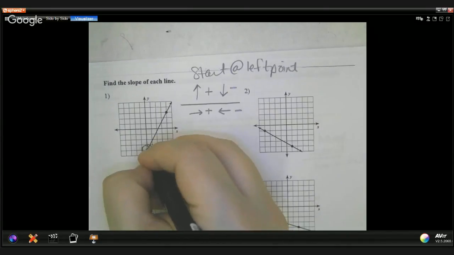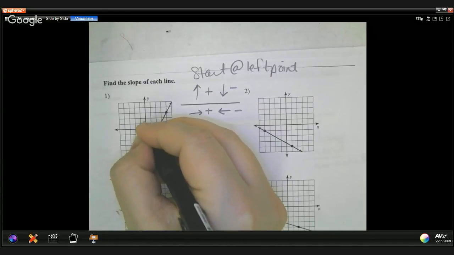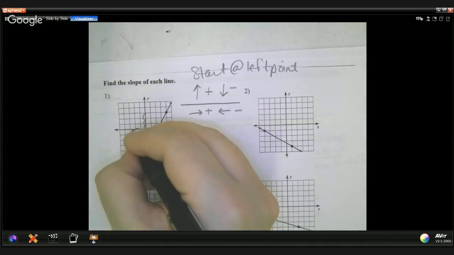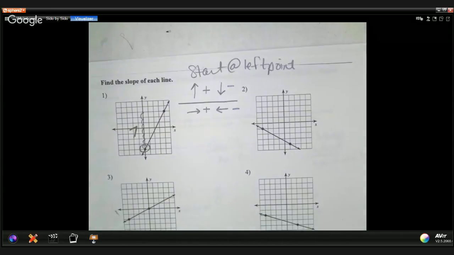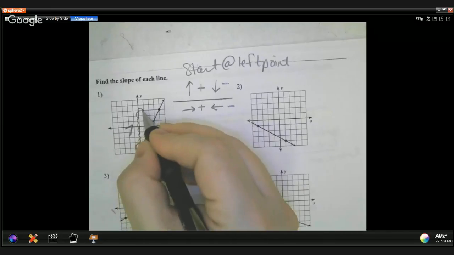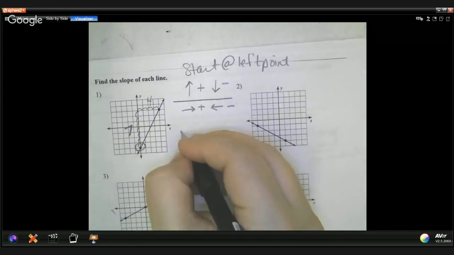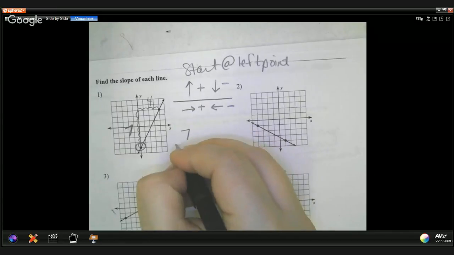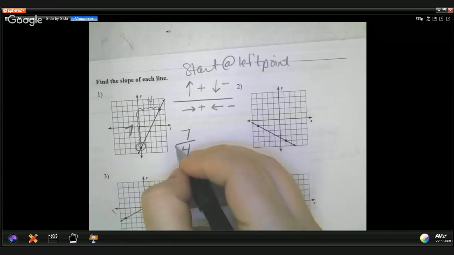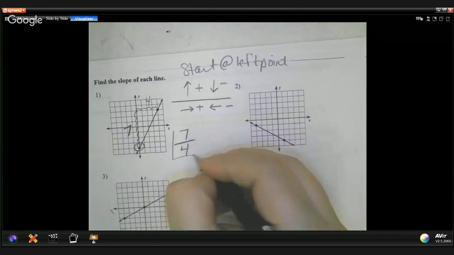So I'm going to go up 1, 2, 3, 4, 5, 6, 7. So I went up 7, so it's a positive 7. And now I have to figure out how many I have to go over. 1, 2, 3, 4. So I rose 7, and I went over 4. And if you think about going over it, that means it's on the bottom. And so there's the slope of number 1.